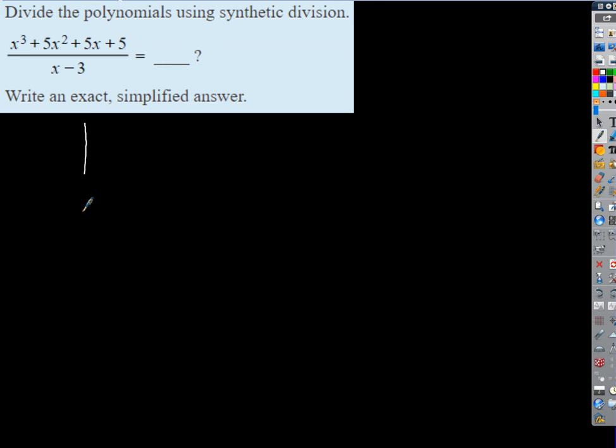Right, so we got our... Okay, what goes out front? Okay, the 0 of the denominator, good. So we're going to take the 0 of the denominator, which is 3, if we set it equal to 0 and solve. Okay, and what goes in the top row of our bracket? Coefficients. Okay, so we got 1.